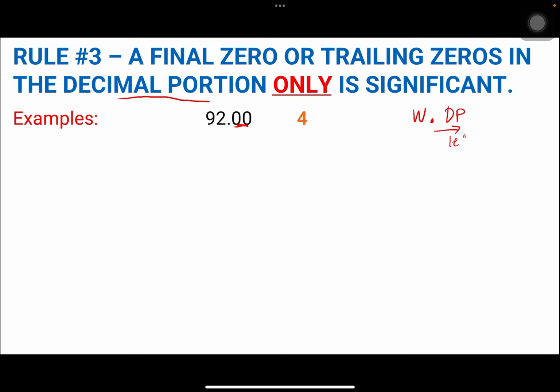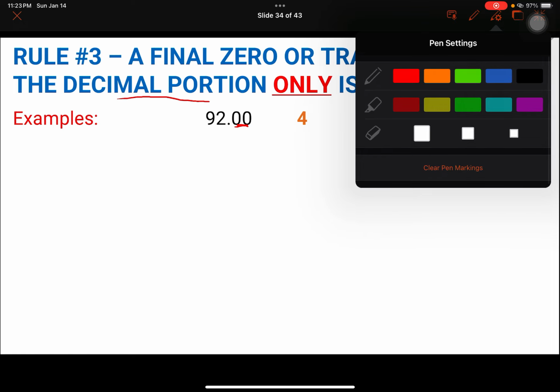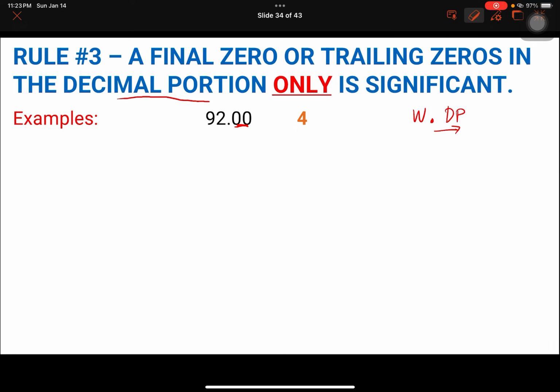Nasa right side ng ating numbers. Okay? Next, 0.00500. Okay? So in this part, ito lang yung makukuha natin significant. Therefore, we have 3 significant figures.